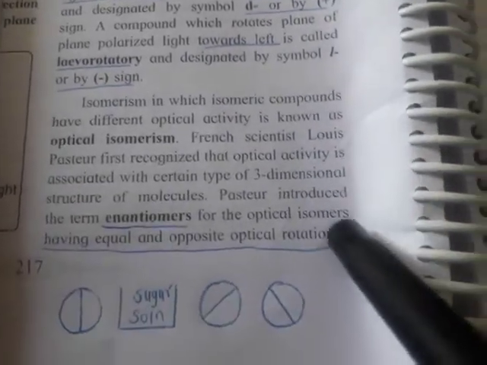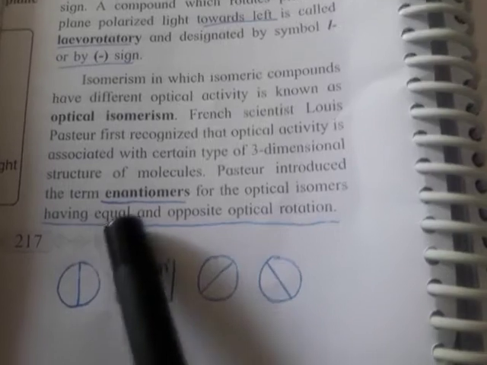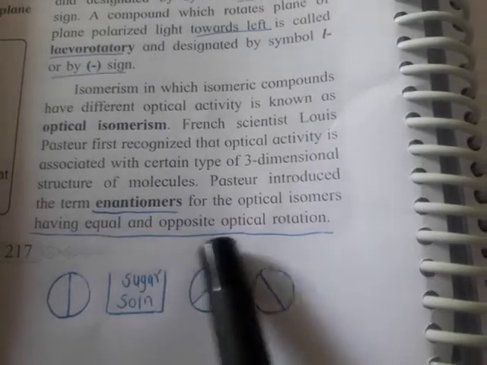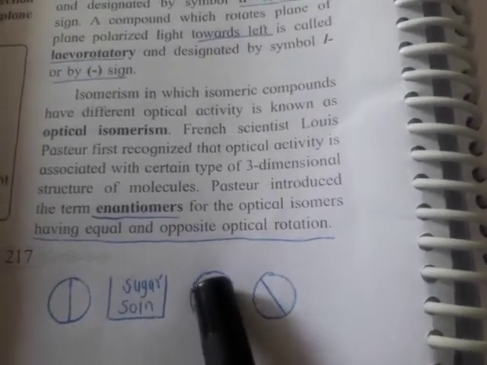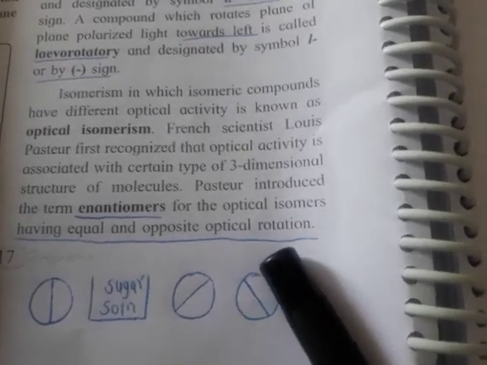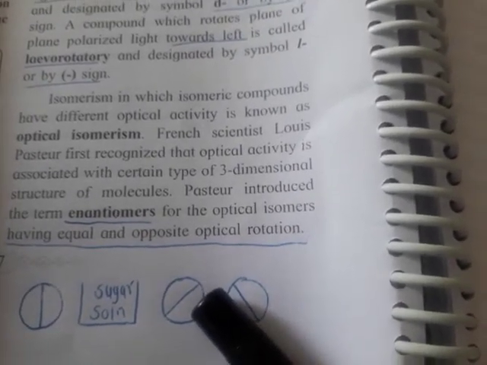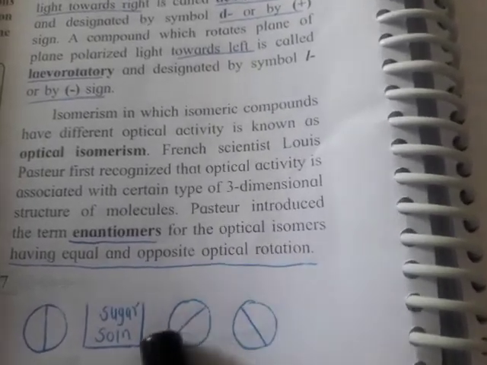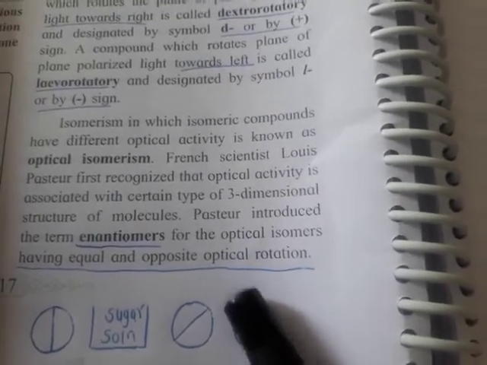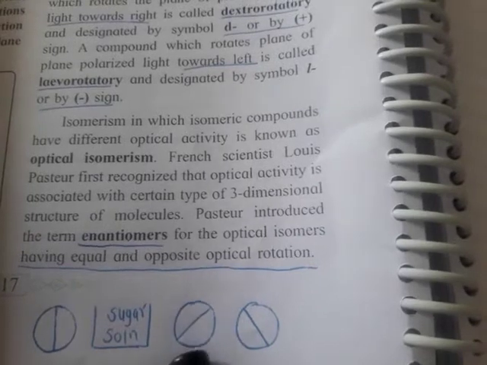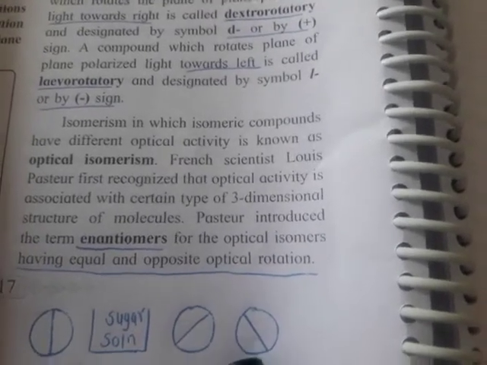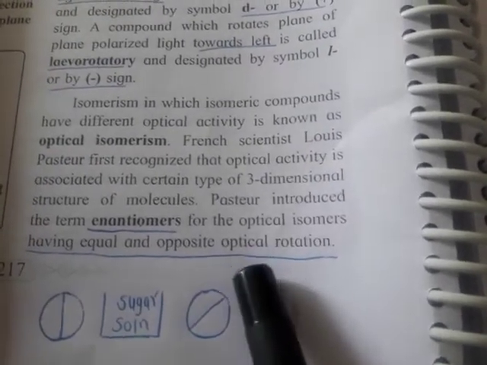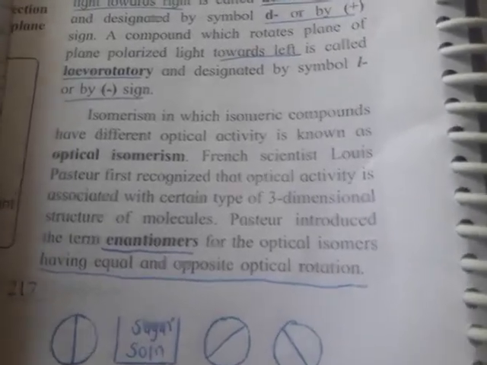These optical isomers are called enantiomers. Optical isomers are called enantiomers, and what is their property? They have equal and opposite optical rotation. Means if this is rotated towards the right through 60 degrees, the other is rotated towards the left through 60 degrees. Both have the same magnitude of angle, 60, but one is rotated towards the right, the other towards the left, so opposite optical rotation. Sometimes this angle is shown as plus 60 degrees, and in the other case as minus 60 degrees. That angle is what is called optical rotation.